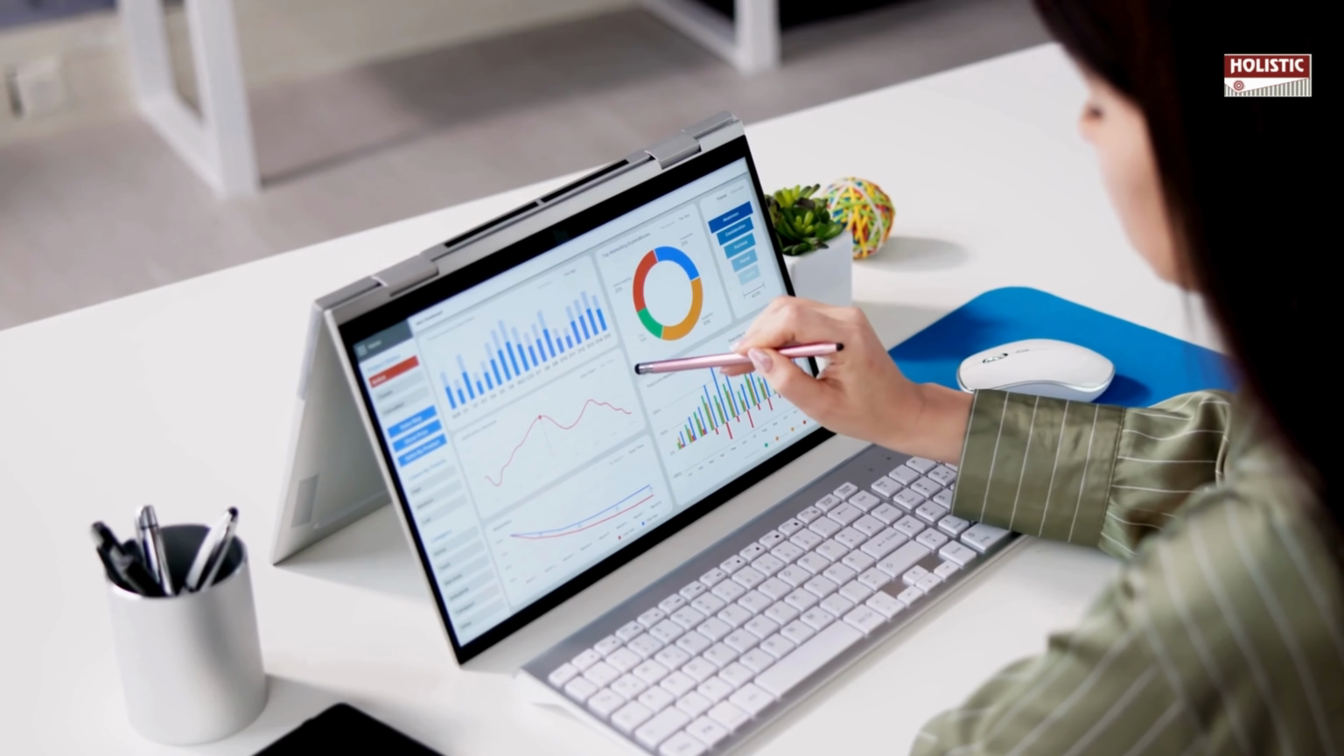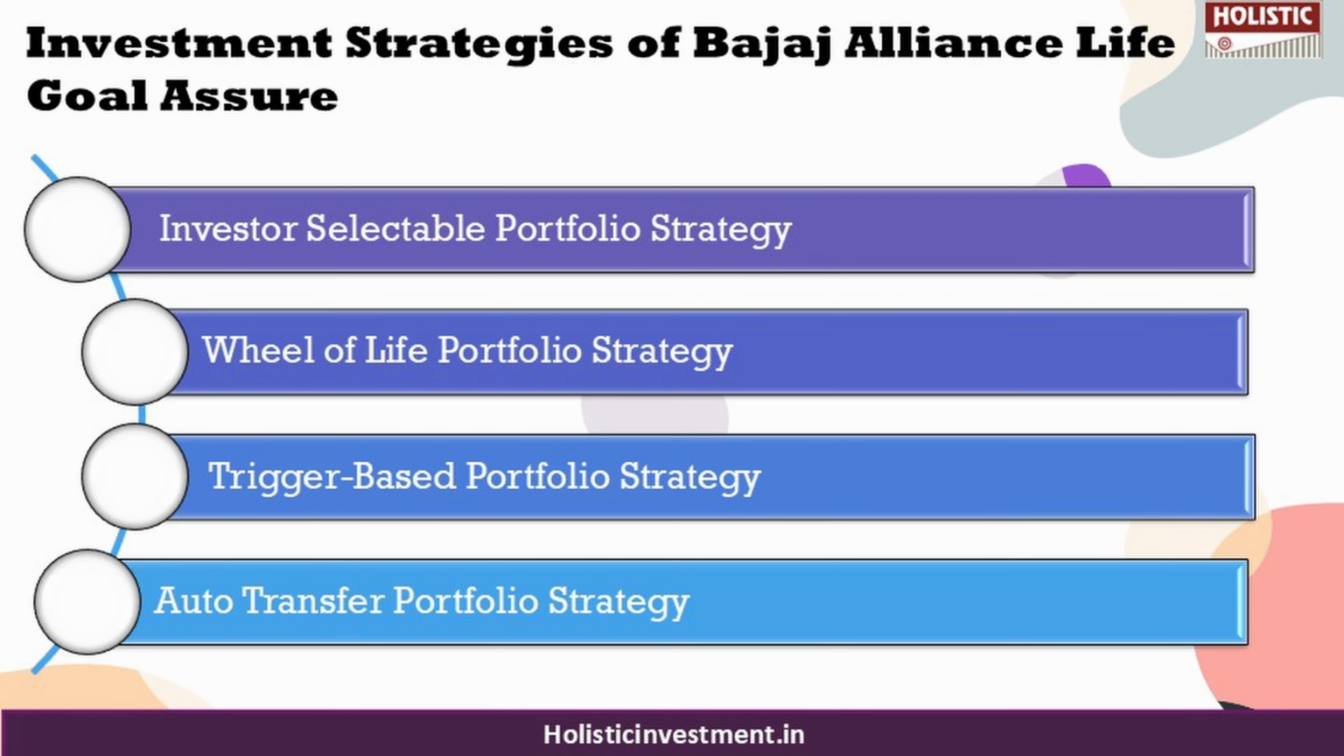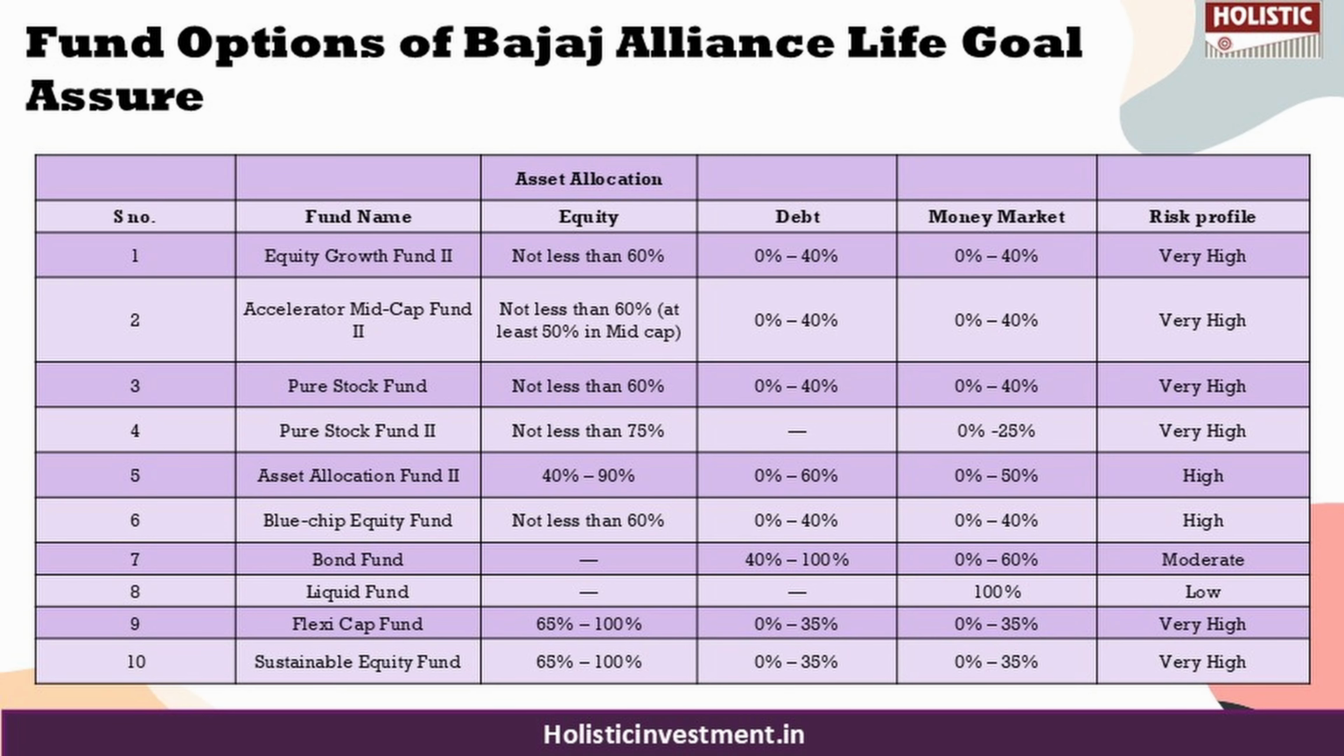Before analyzing this policy, let us first understand a few basic details about it. This is a unit linked policy. That means it invests in the market and it has market-linked risk. It also has 4 investment strategies as presented on the screen, which you can choose based on your specific investment style. There are also 10 fund options available, which we have categorized based on the percentage of allocation each fund option has to asset classes like equity, debt, and money market, and also according to the risk profile each fund option has. And there are also benefits like death benefit and maturity benefit.